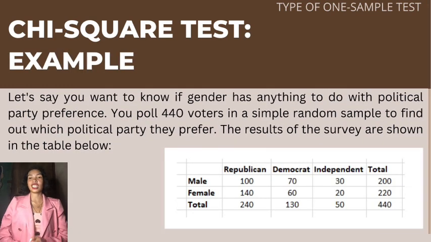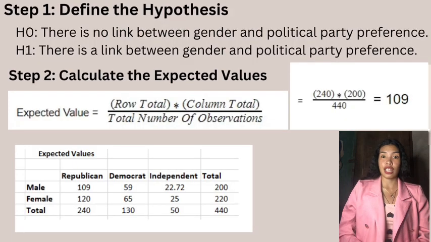Now, to understand the chi-square test more, let's have an example. So let's say you want to know if gender has anything to do with political party preference. So, we poll 440 voters in a simple random sample to find out which political party they prefer, and the results of the survey are as shown in the table below. So to see if gender is linked to political party preference, perform a chi-square test of independence using the following steps. So here is the first step.